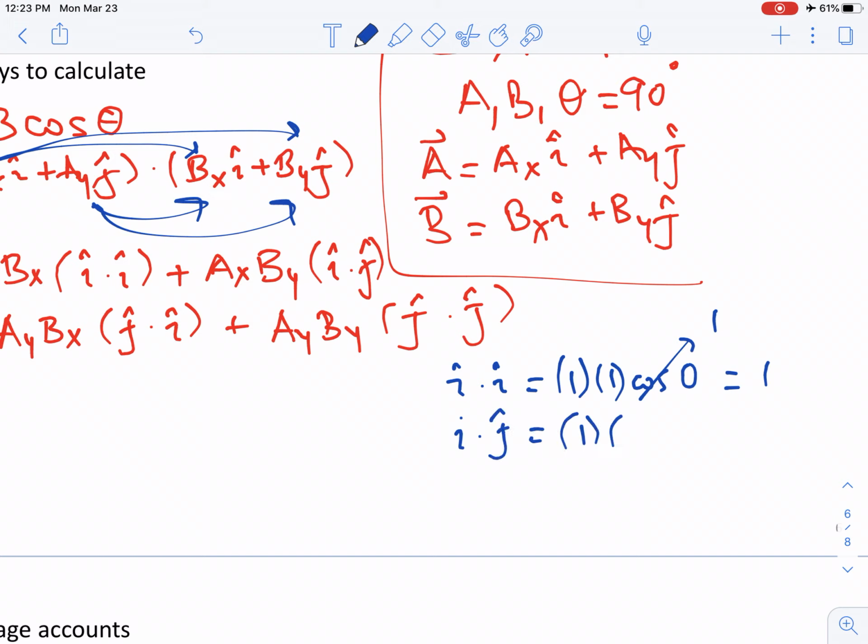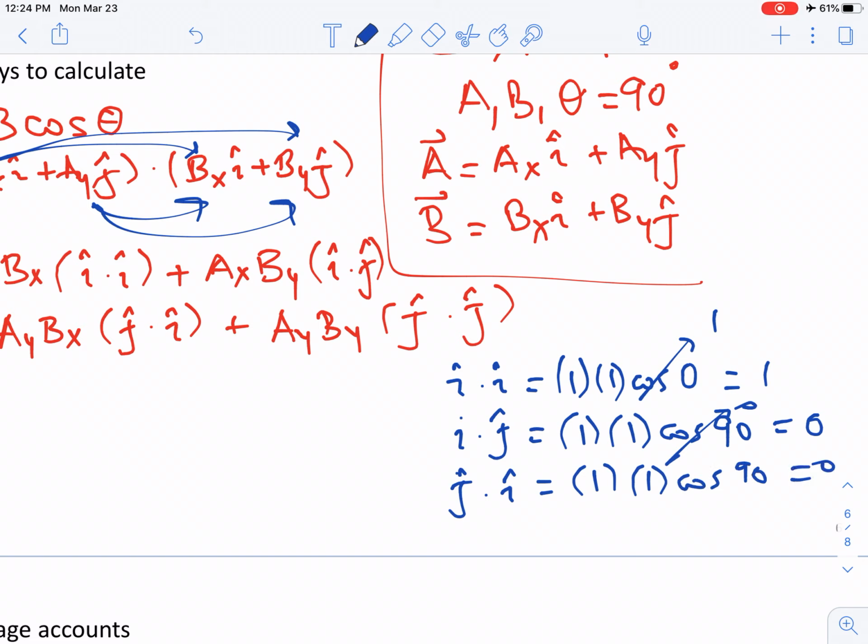What about i dot j? i has a magnitude of 1. j has a magnitude of 1. What is the angle between them? i is along the x direction. j is along the y direction. They are perpendicular to each other. What is cosine 90? It is 0. Okay, this goes away. And the same thing for j dot i. Again, magnitudes are 1, but the angle between them is 90, cosine 90 gives us 0.